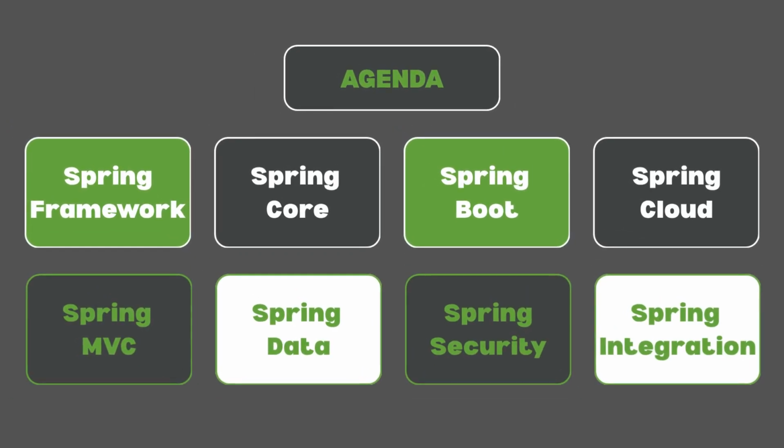The agenda for this series includes Spring Framework, Spring Core, Spring Boot, Spring Cloud, Spring MVC, Spring Data JPA, Spring Security, as well as Spring Integration. By the end of the series, you will understand how to use all of these modules to create an enterprise-grade web-based application, and you'll be able to deploy that into an environment such as your AWS EC2. So let's get to it.